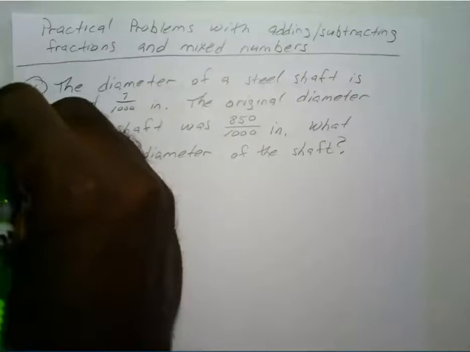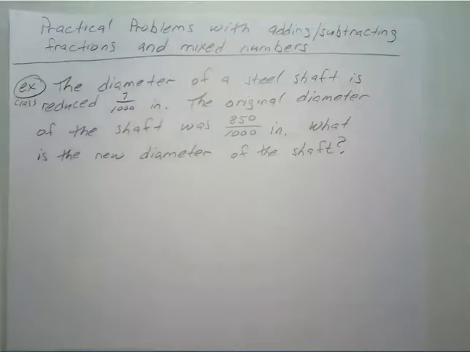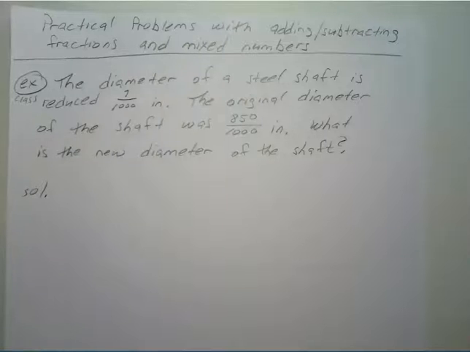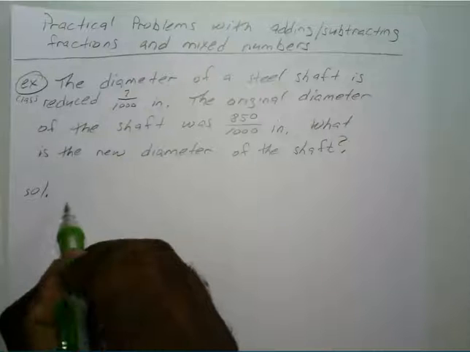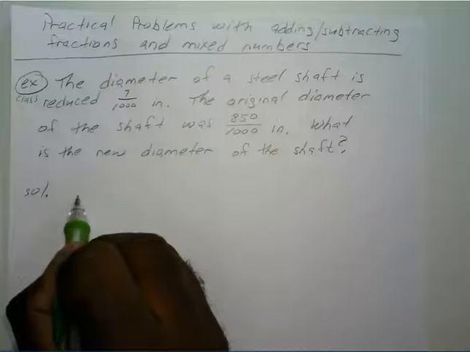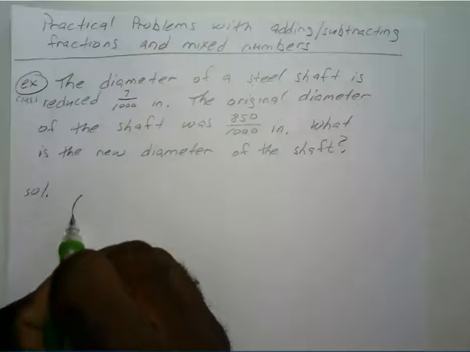Alright, so what I want you to do is go ahead and give that a try. Press pause and try it on your own, just to see if you can get it. Alright, so assuming you've already pressed pause and worked it out, the best thing to do, at least for me, is to draw a picture when dealing with story problems.